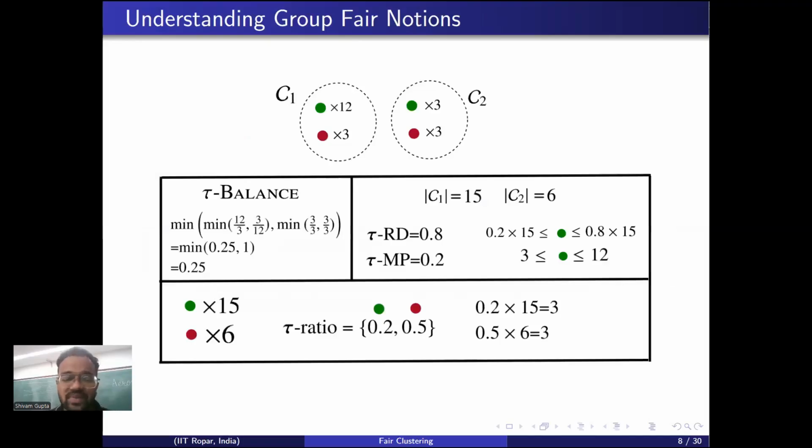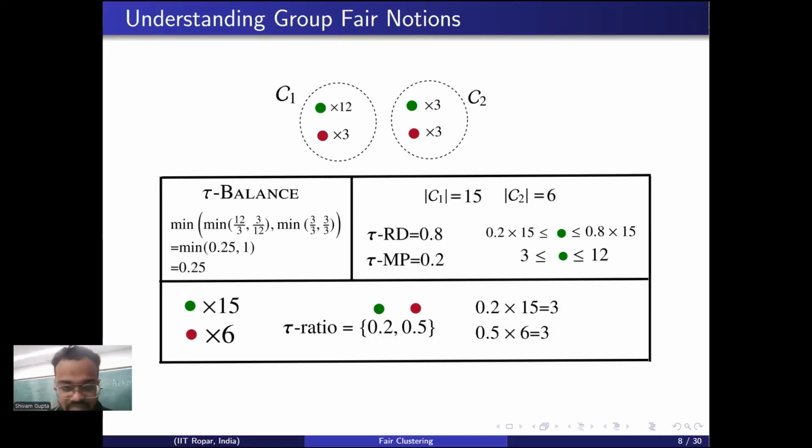Let's take one example. Let's say that in the instance shown, the balance is 0.25. Similarly, let's say that the lower and upper bound on green color is 3 and 12. But when we come to the tau ratio, we formulate it as a certain percentage in terms of dataset size. That is, 20% of my total green points, which are 15, I would require in each cluster. That is, 3 green points should be present in each cluster.